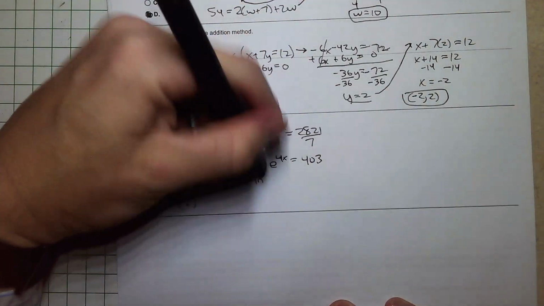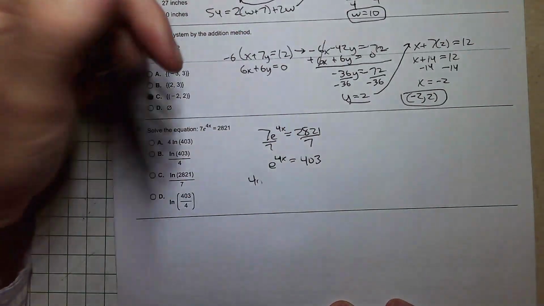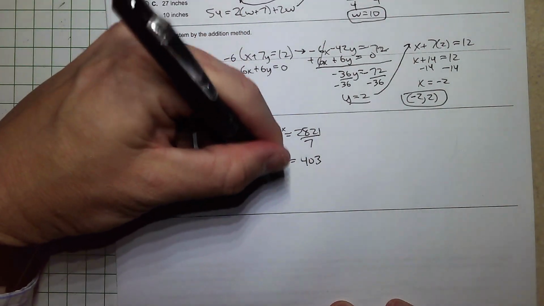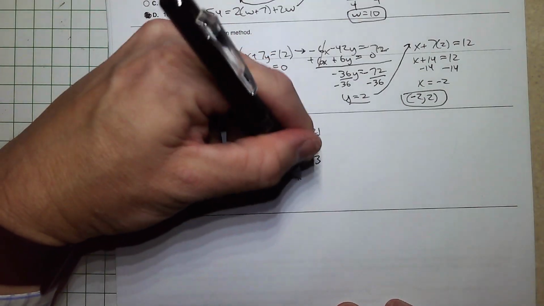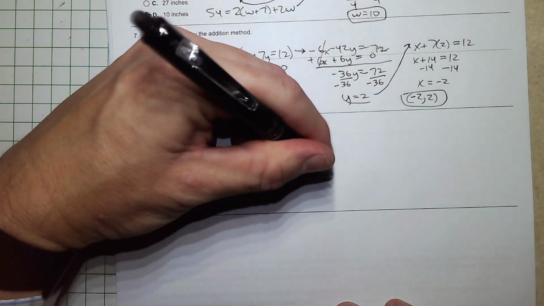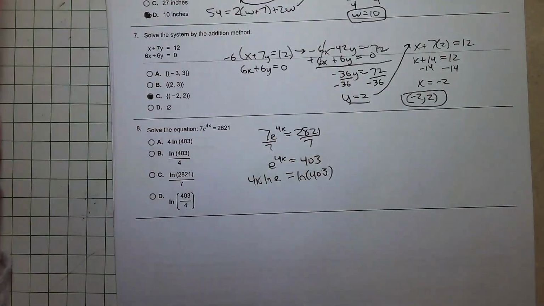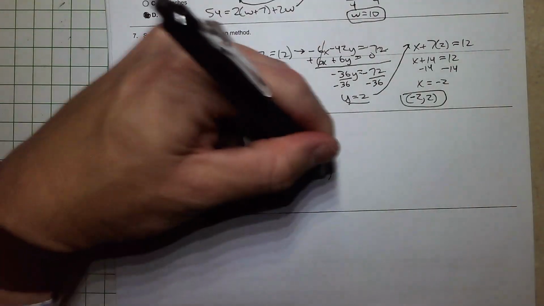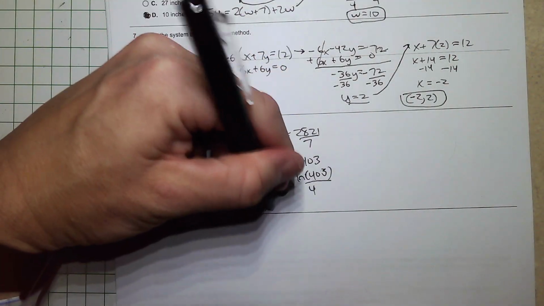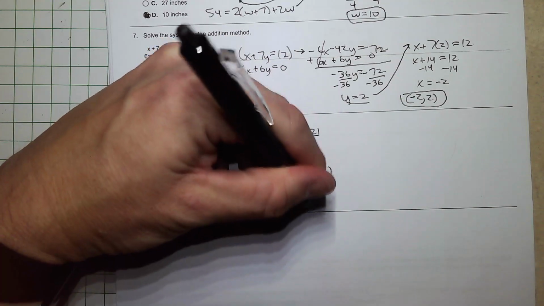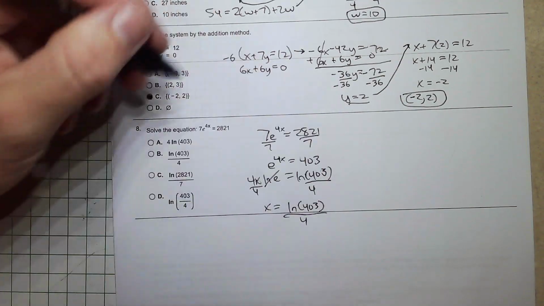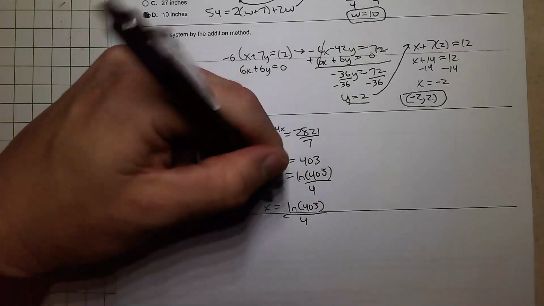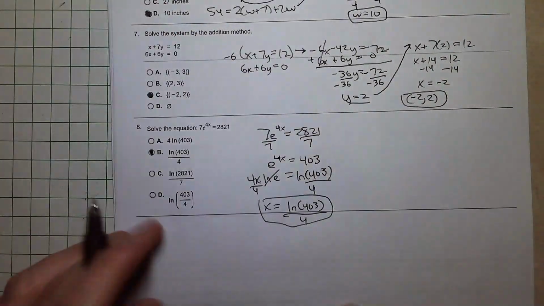So it'll be 4x ln of e equals ln of 403. I'm not typing anything into my calculator right now because they're going to want it in that form. Ln e cancels, so I'll divide by 4. x equals ln of 403 divided by 4. So ln of 403 divided by 4, that one's B.